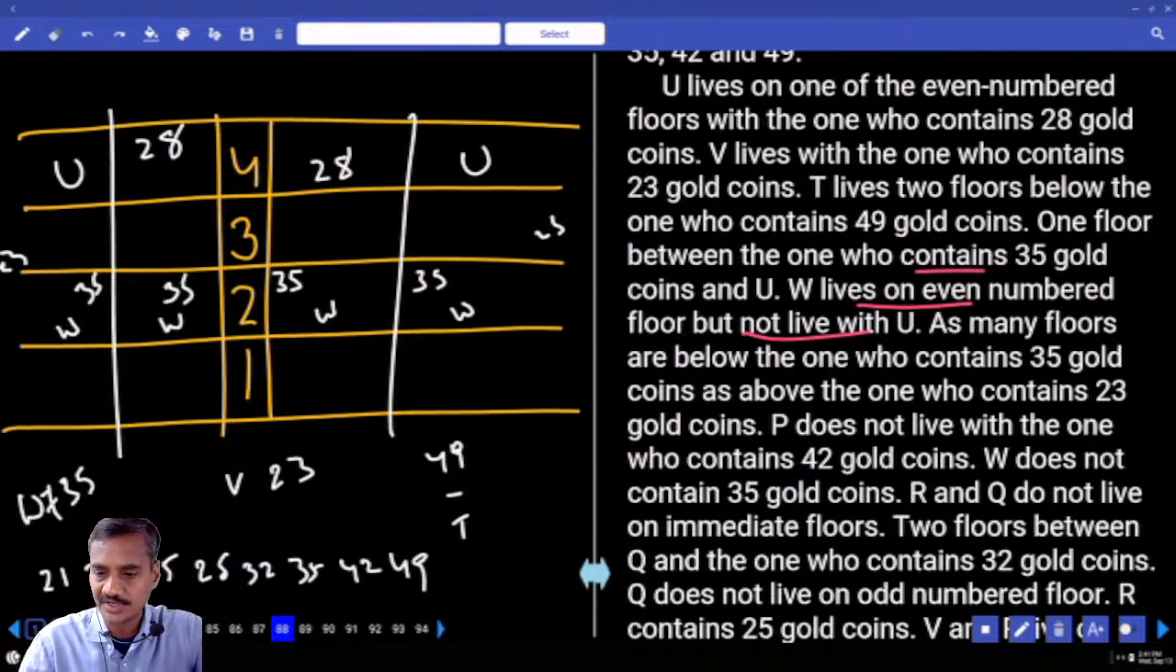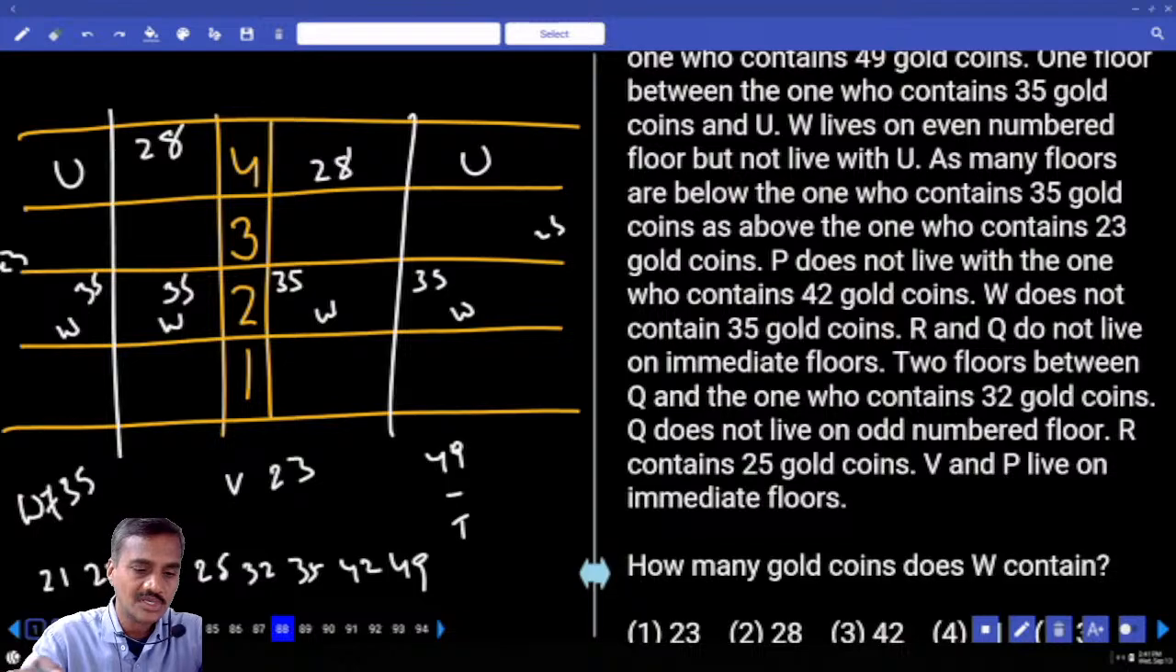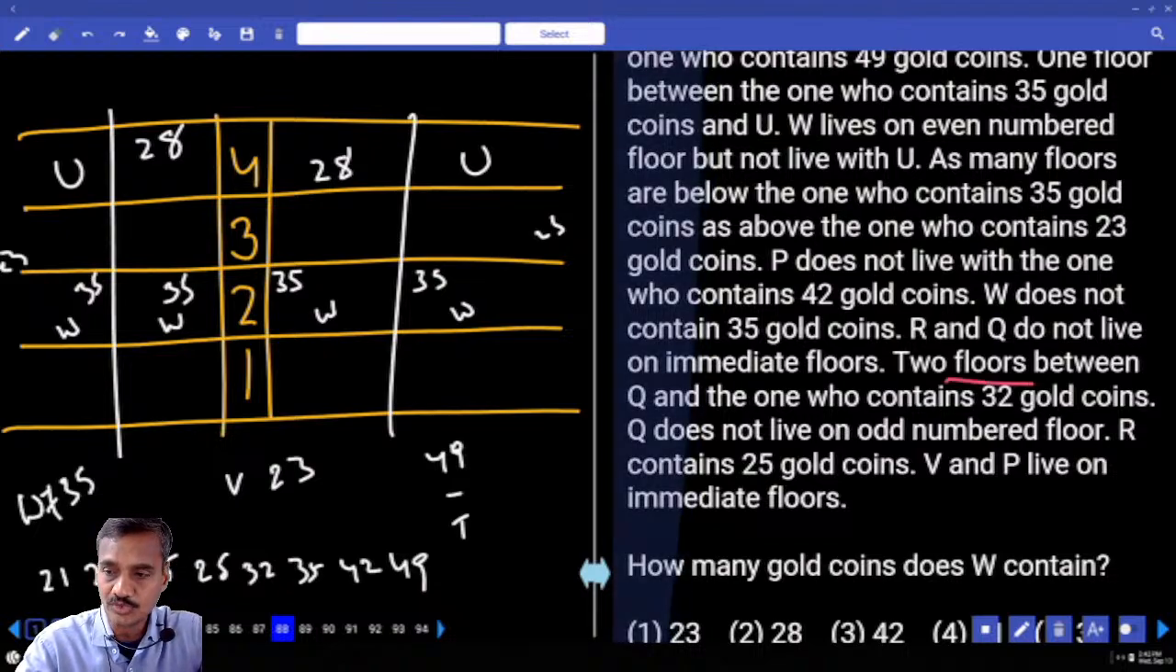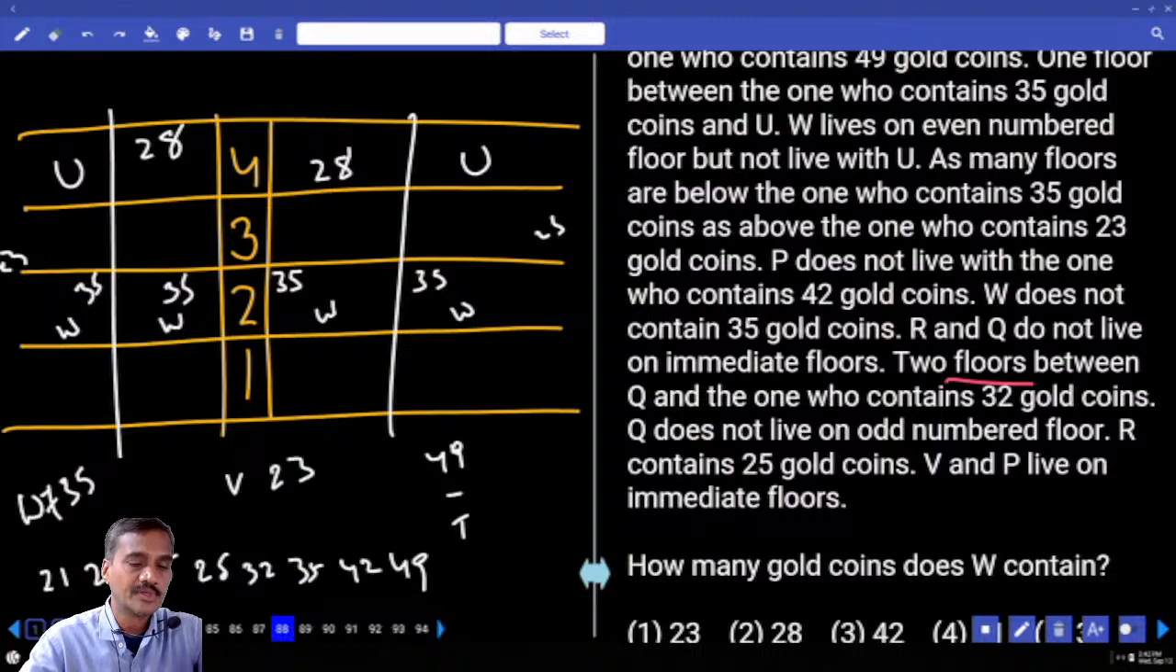And next one, R and Q do not live on immediate floors. R and Q are not living on immediate floors. And next one, 2 floors between Q and the 32. Now Q and the one who is having 32, there must be exactly 2 floors. Q does not live on an odd number floor, and so Q must be an even number floor.